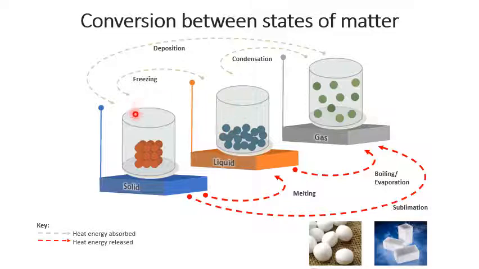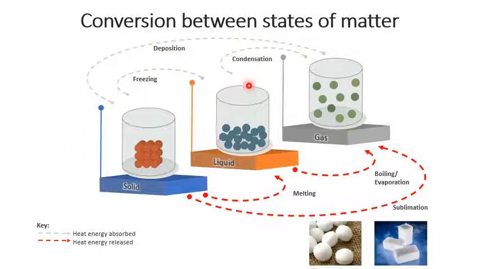And then from liquid to solid is by freezing. The process of freezing, for example, you put water in your fridge, in the freezer part, so it freezes to a solid. The last part is from gas to solid. So the process is deposition.